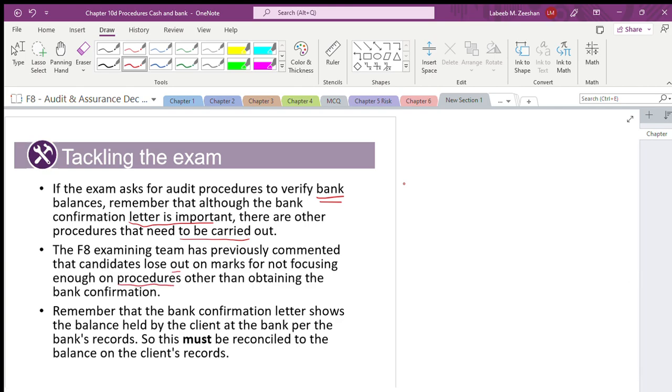People are very much concerned about only the bank confirmation letter. But what is in the bank confirmation letter, the details inside, students will not focus on that. Remember that the bank confirmation letter shows the balance held by the client as per the bank's record. This must be reconciled with the client's records. It means bank and cash should be reconciled.